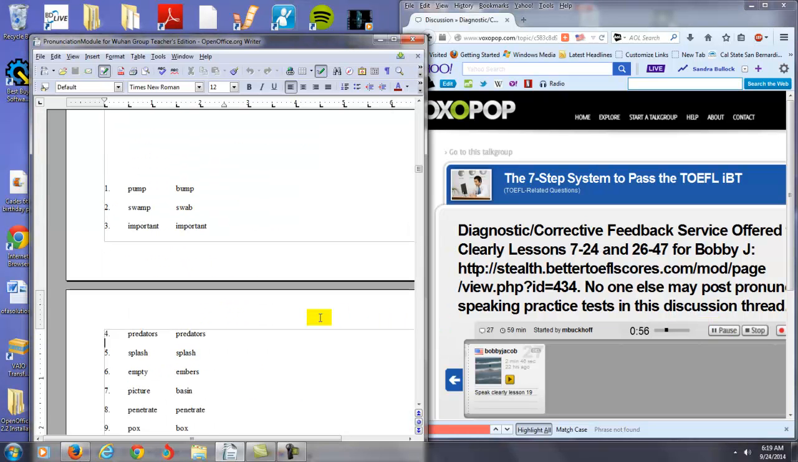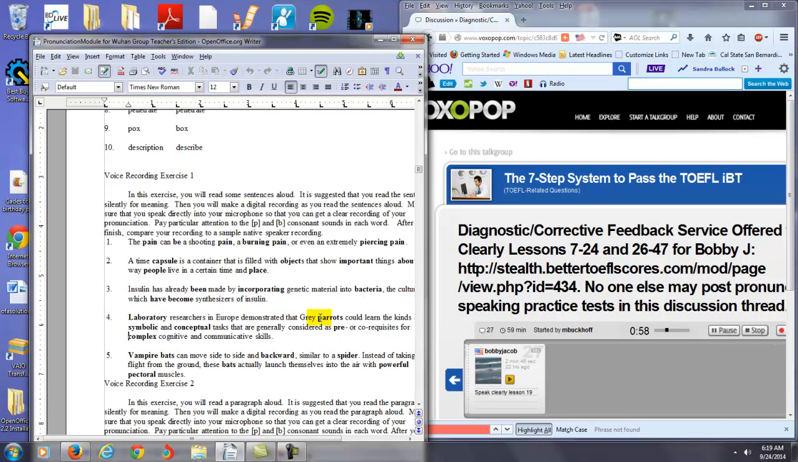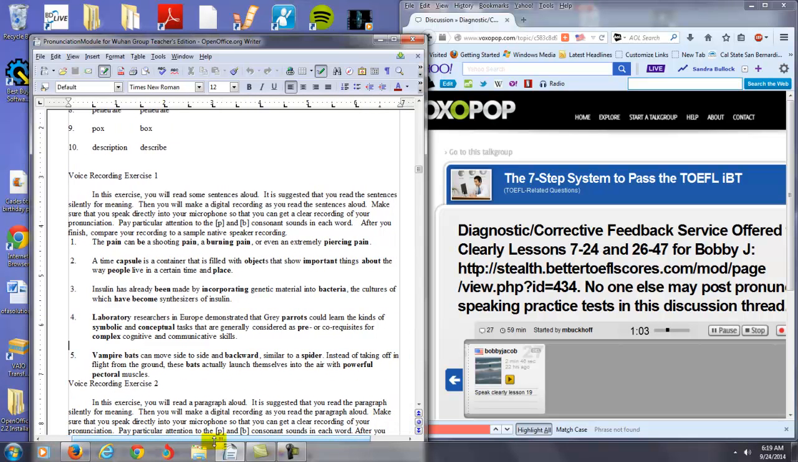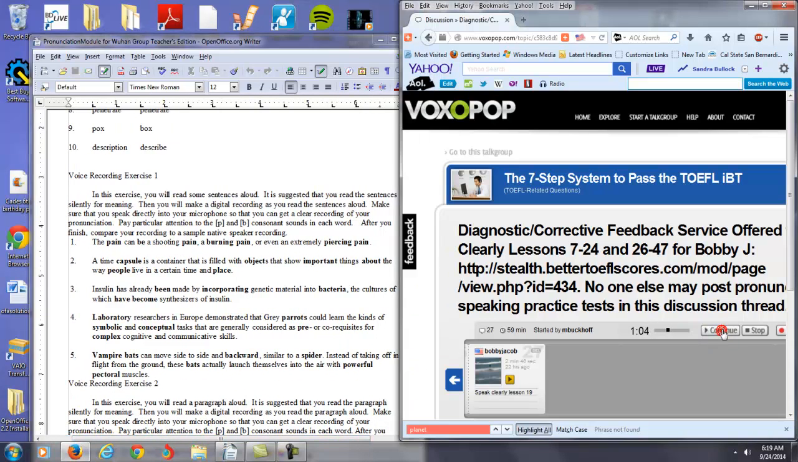Voice recording exercise one. The pain can be a shooting pain, a burning pain, or even an extremely piercing pain. Now the actual A, you have to make that a little longer. The pain, pain, pain. The pain can be a shooting pain, a burning pain, or even an extremely piercing pain.